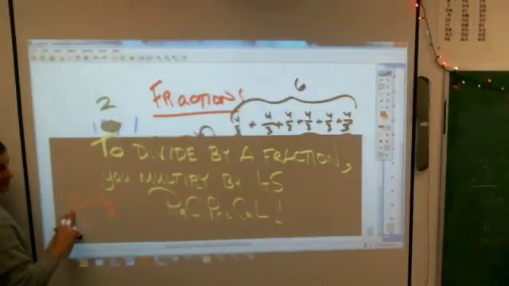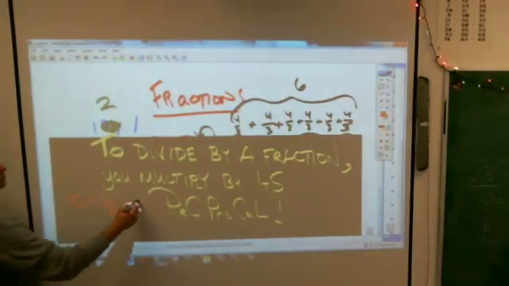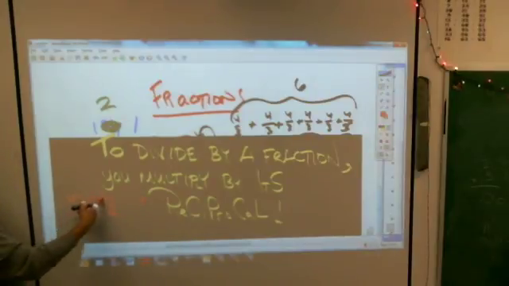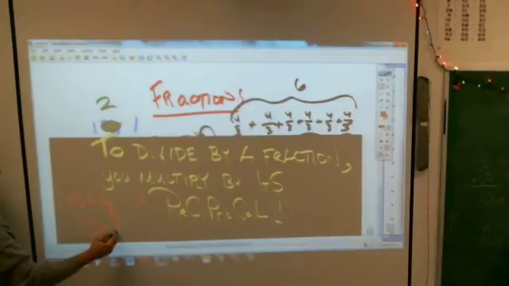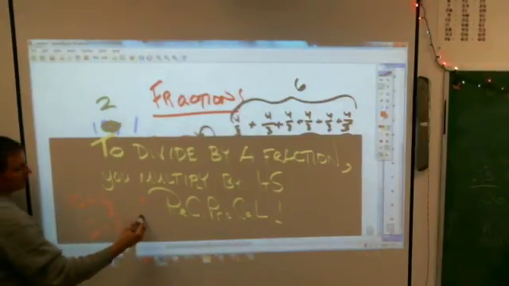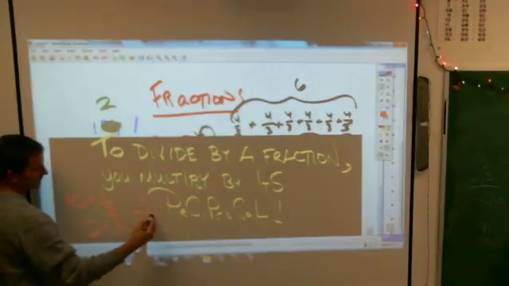If you have 10 things and cut them in half, what do you end up with? 20 things. Why is that? Because of this rule, instead of dividing by 1/2, I take 10 and multiply it by its reciprocal, which is 2 over 1. 10 over 1 times 2 over 1 is, in fact, 20.